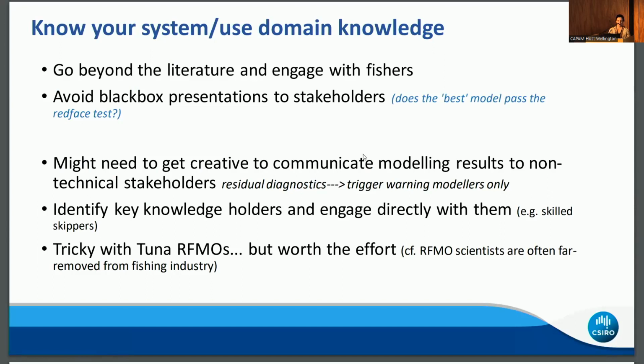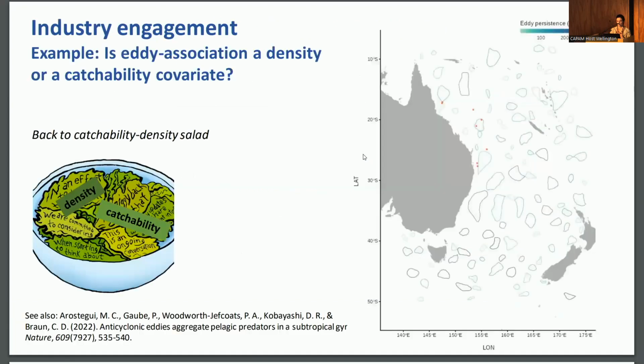Obviously, this is a tricky one with tuna RFMOs because we're often quite far removed from the fishing industry because of the way the system is, but also sometimes because of the culture and the language. But it is a worthwhile effort if we're able to undertake it. And I will stop here because I am over time, but I'm happy to discuss further other places where we have confounded catchability and density covariates.